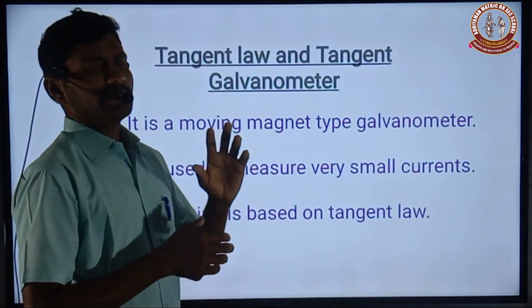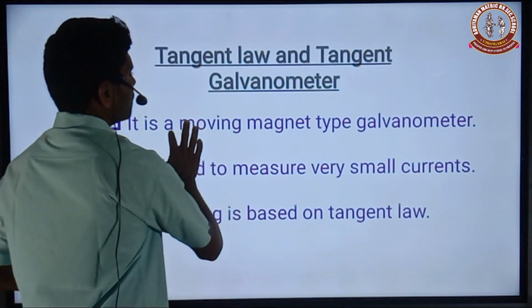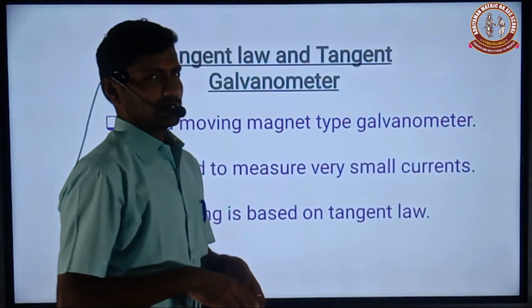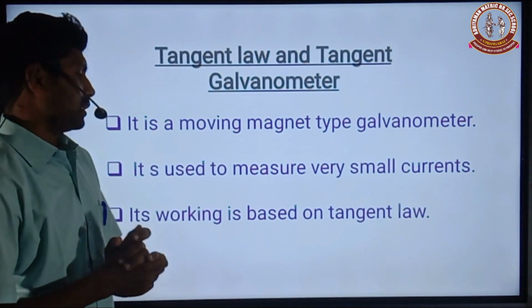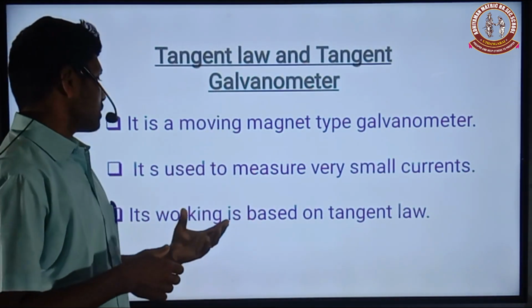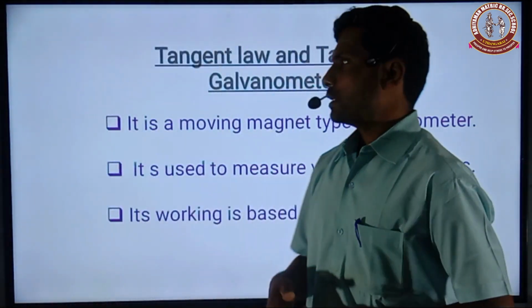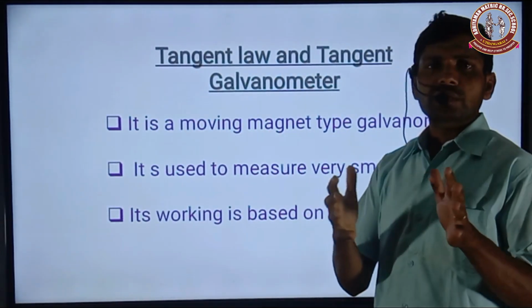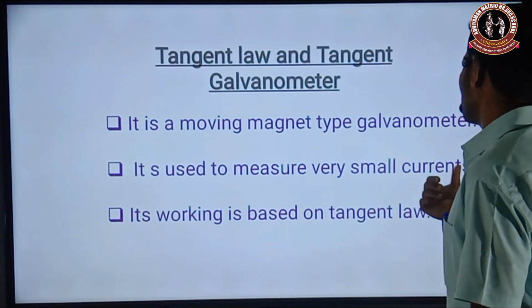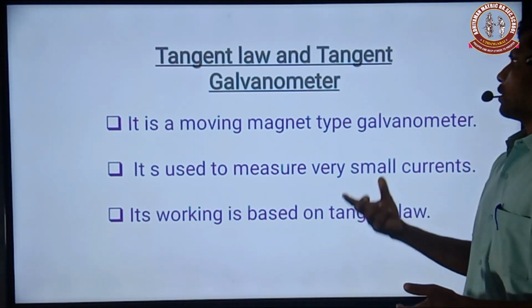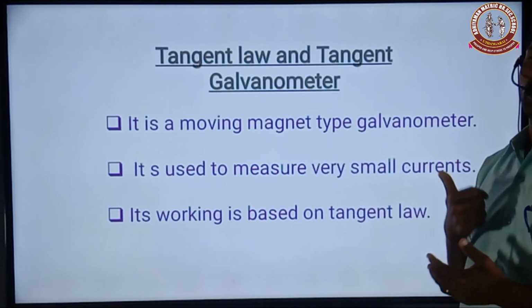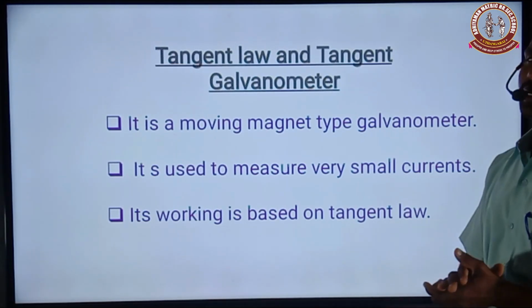The tangent galvanometer is a moving magnet type of galvanometer. This galvanometer works based on the tangent law. It measures a very small amount of current.